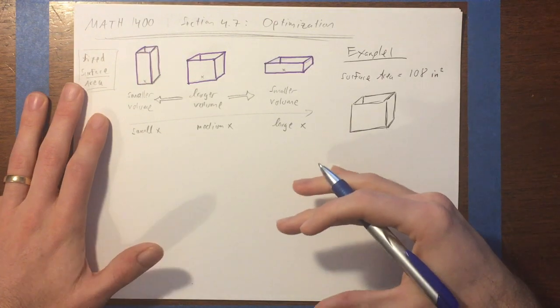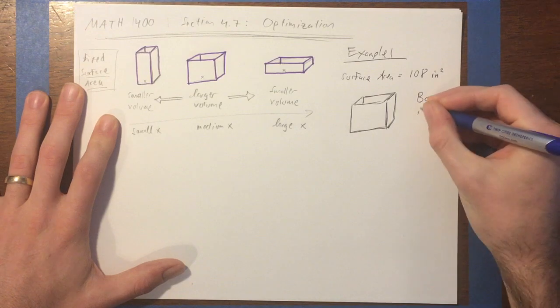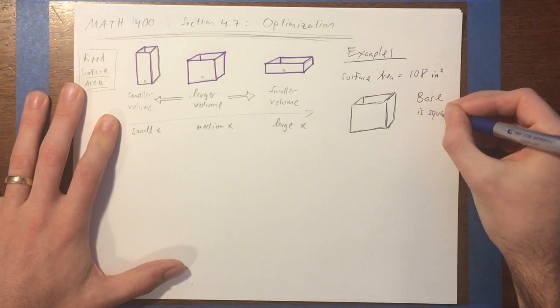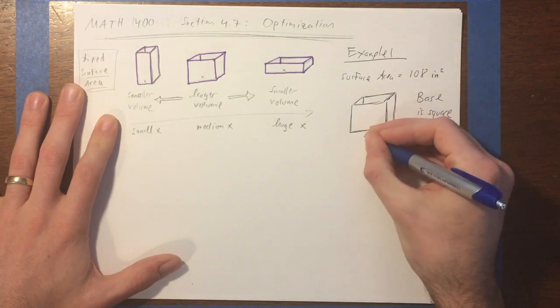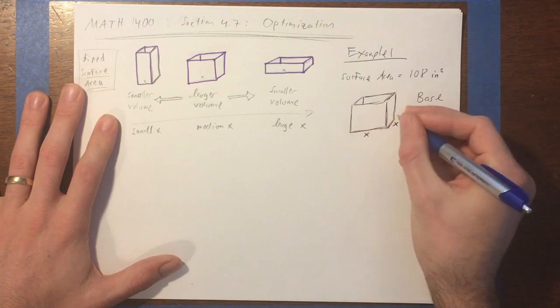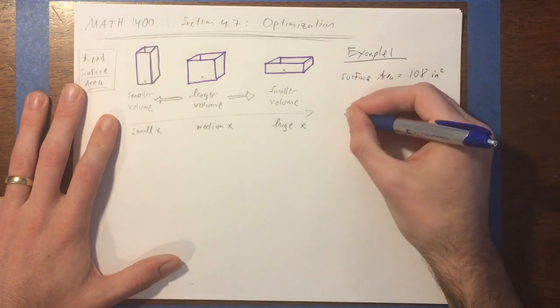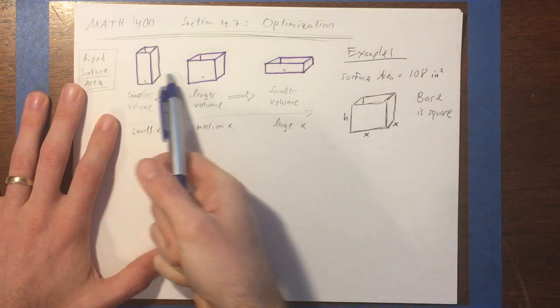But what we can do to simplify this down a little bit is assume that the base is square. If the base is square, then whatever dimension this is is also equal to that amount. So the width and the length of the base here are both equal. The height can be different. Okay, and that's the picture that I drew here.